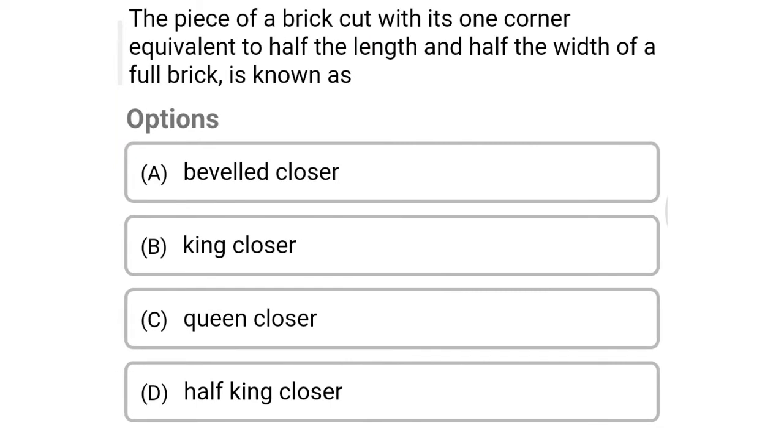So next question, the piece of brick cut with its one corner equivalent to half the length and half the width of the full brick is known as option A beveled closer, option B king closer, option C queen closer, option D half king closer. So the correct answer is option B king closer.